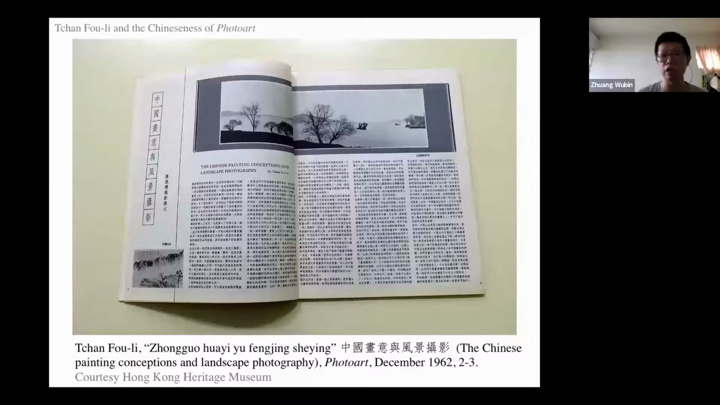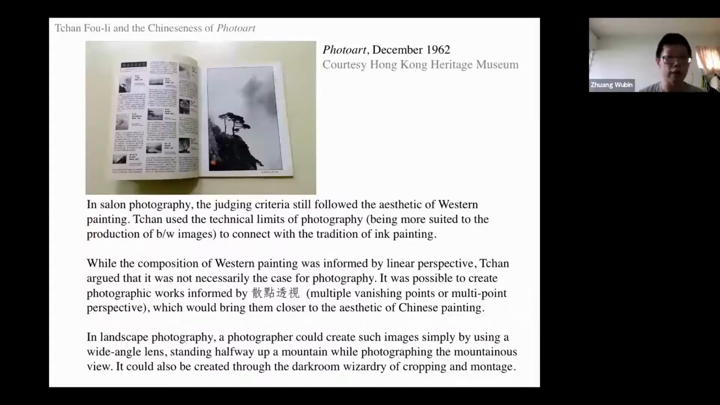So even though he was the publisher editor of the magazine, issue 20 was a kind of special issue dedicated to him. He wrote a very long article talking about Chinese painting concepts and landscape photography. And he talked about salon photography and how salon photography was still influenced by Western painting. And not very surprisingly, he used the technical limits of photography, because at that time, it was easier to do black and white photography. And then he used that technical limit to connect with the tradition of ink painting. And he argued that Western painting was informed by linear perspective.